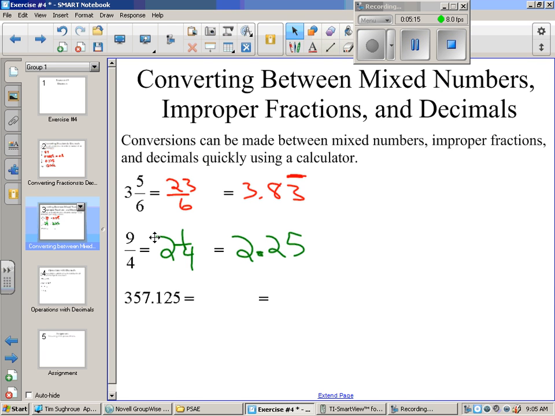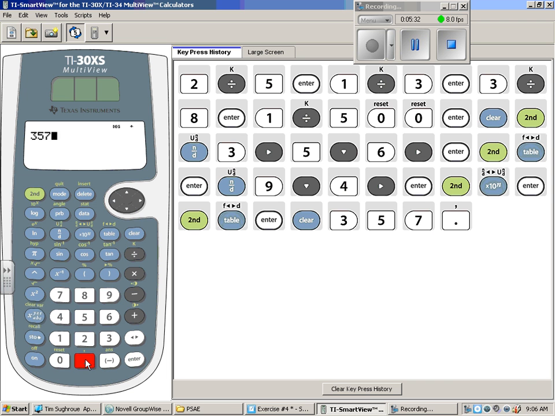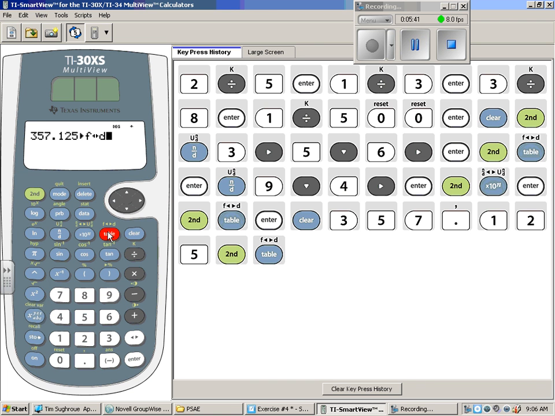The neat one is the way that we can go decimal to fraction. This last one here, 357.125. If we go to Smart View, I'm going to clear this out. I'll type this in, 357.125. And I want to convert this decimal to a fraction. This same key here, the second F to D key, will now give it to us as a fraction. It always gives the improper fraction first. That's no problem.